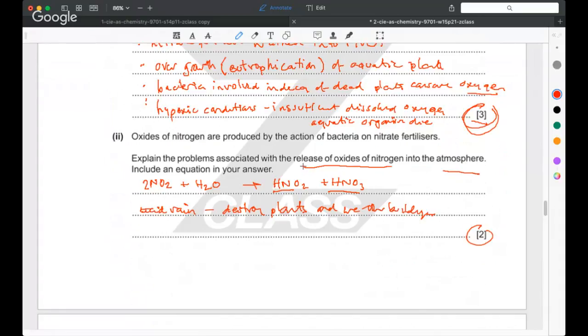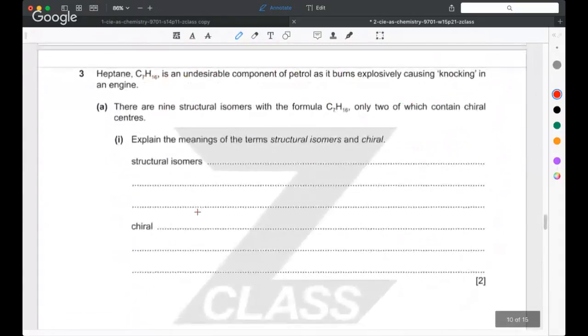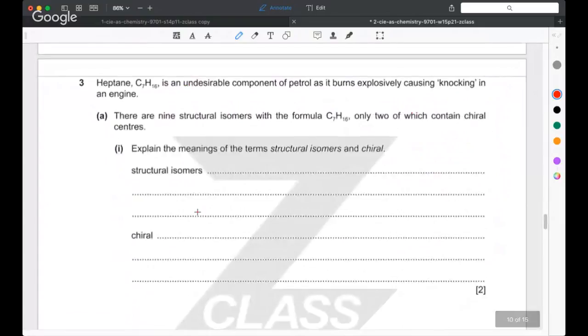You had to get an equation showing the nitrous and the nitric acid, the acids that are forming from the nitrogen dioxide in the atmosphere. And then the problem is you've then got water with these acids dissolved in it. It's going to fall as acid rain. That's going to damage the plants and the forest, damage buildings as well. Good. All right, next one then.